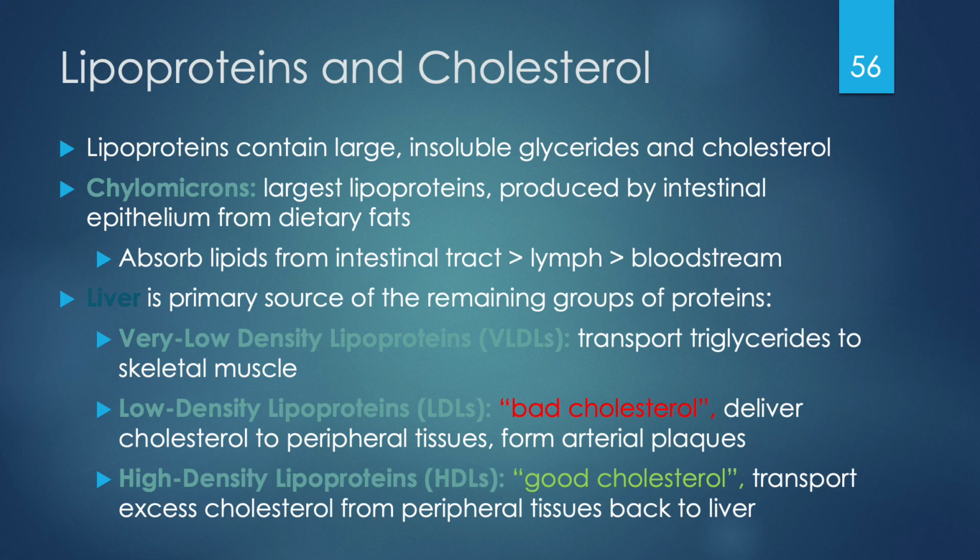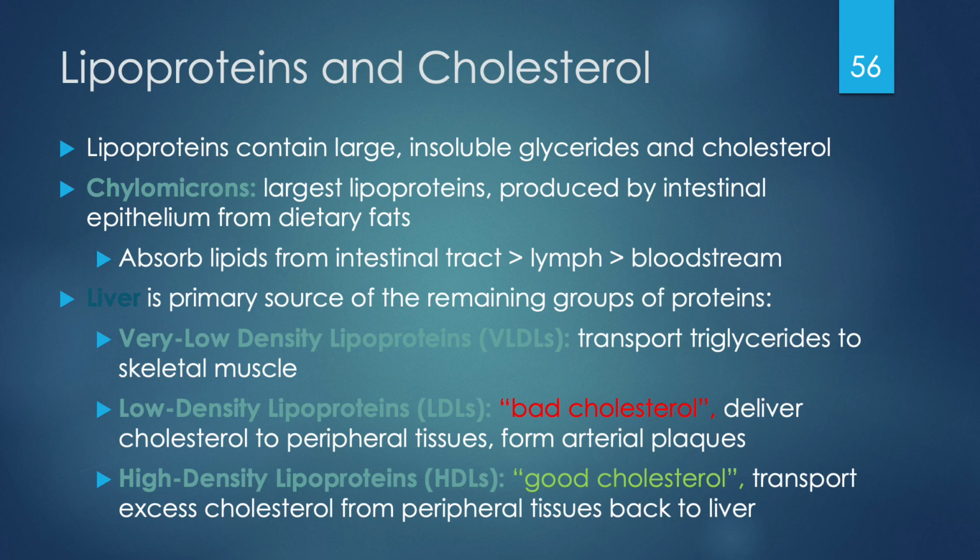Most lipids circulate through the bloodstream as lipoproteins, and this includes cholesterol. Lipoproteins are going to contain large, insoluble glycerides and cholesterol. Again, when we think of fats, think of drops of butter. So of course they're going to be water insoluble, right? This includes things like chylomicrons.